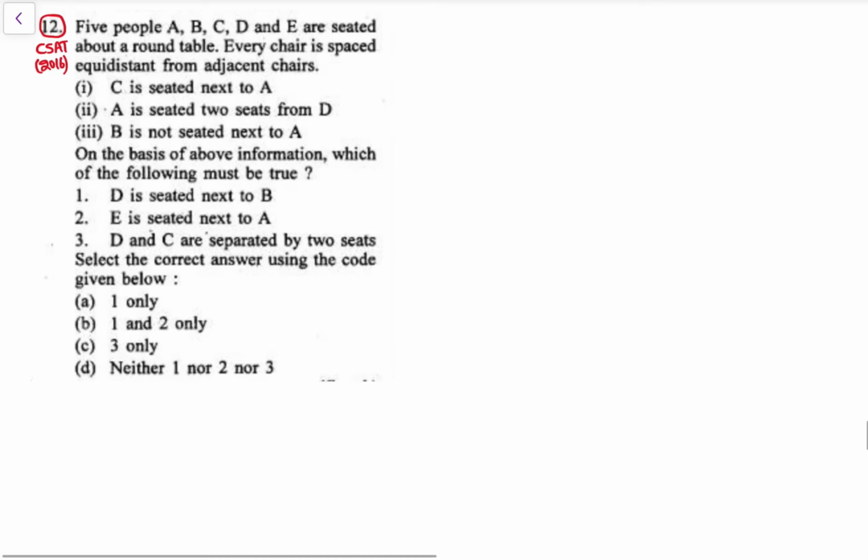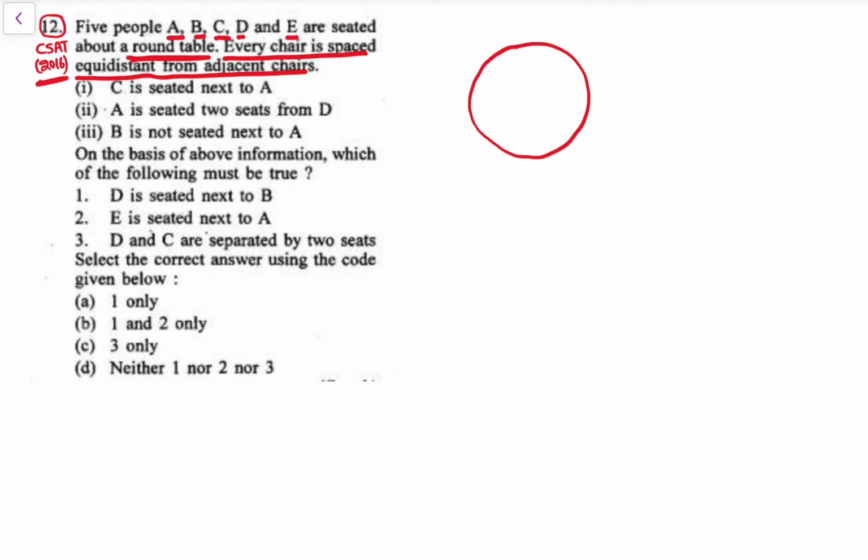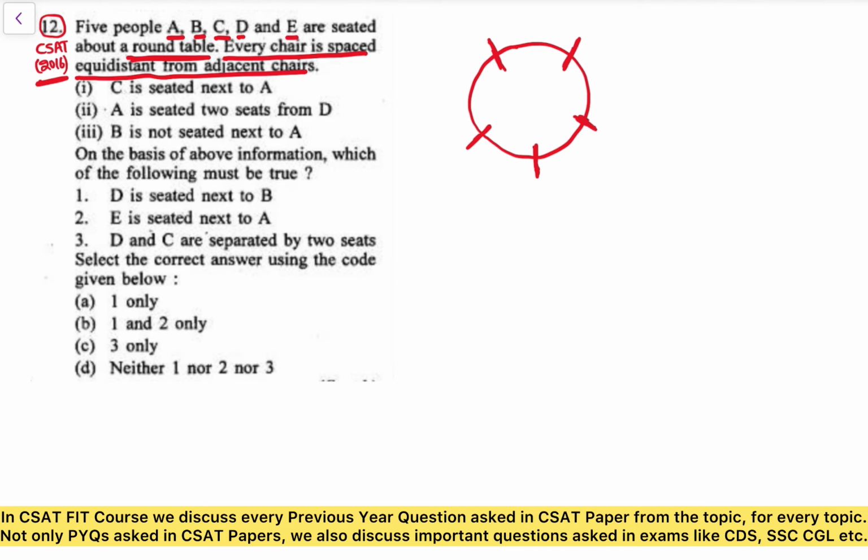This is a question asked in the CSAT paper 2016. Five people A, B, C, D and E are seated about a round table. Every chair is spaced equidistant from adjacent chairs. So five seats are arranged at equal distance: this is 1, this is 2, this is 3, this is 4 and this is 5. Every chair is spaced equidistant from adjacent chairs.